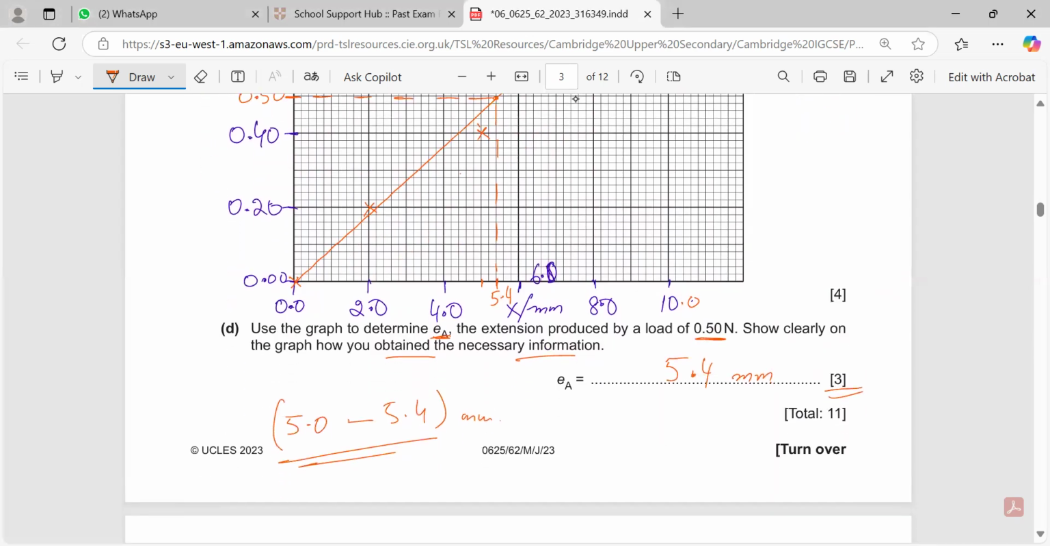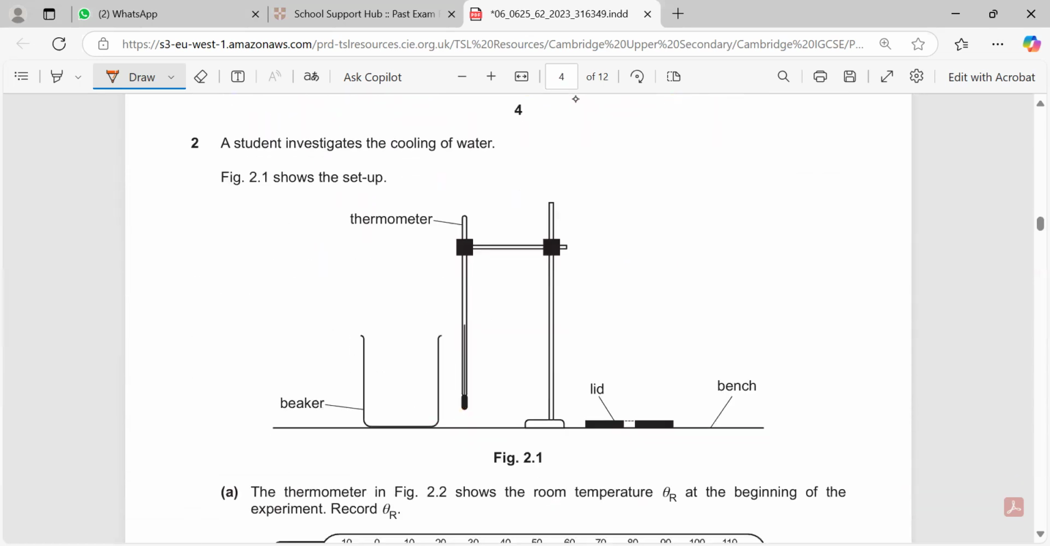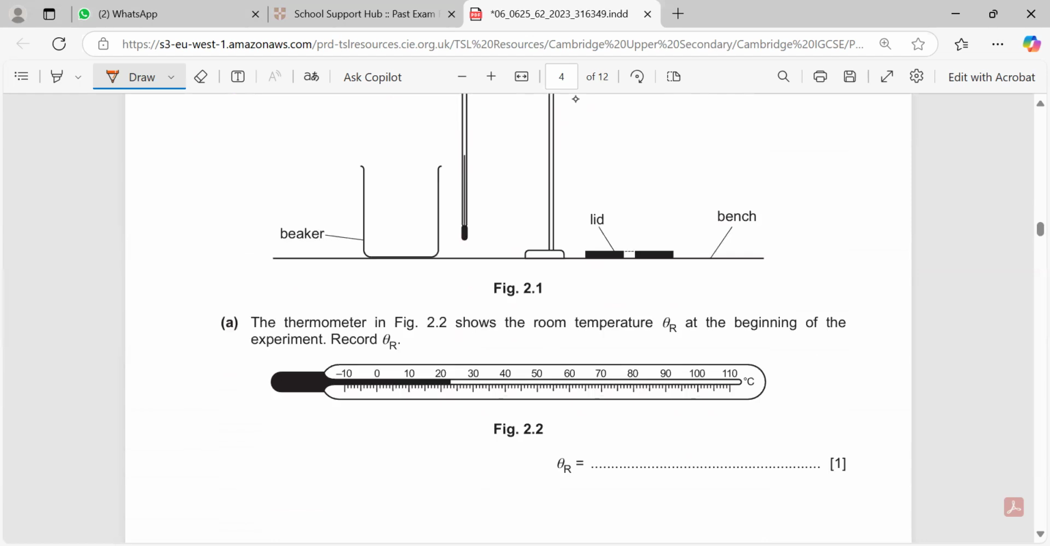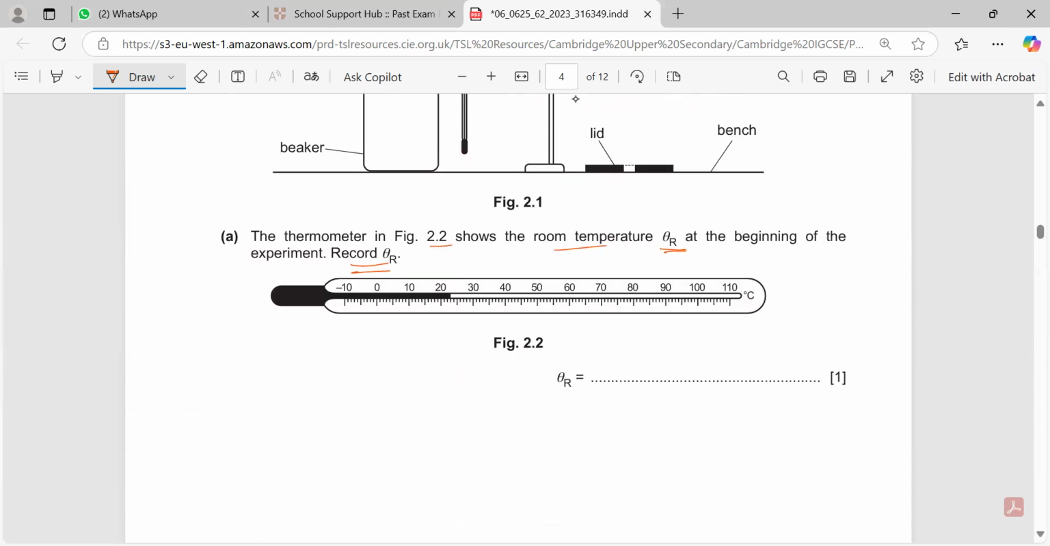Okay, my dear friends, now let's move forward. That is the question, the cooling of water. In this case, a student investigates the cooling of water. The figure shows the setup. So lid is there, bench, beaker, thermometer, everything is there. The thermometer in figure 2.2 shows the room temperature theta r at the beginning of the experiment. Record theta r. So 20, 21, 22, 23. So 23, but don't forget to write degree Celsius.